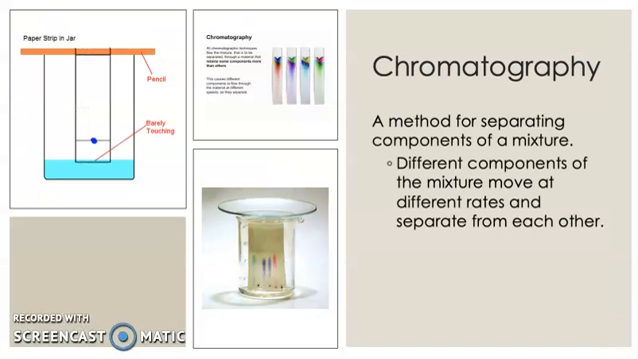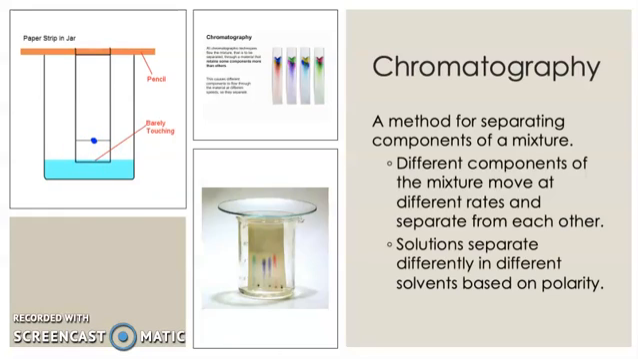The next thing is chromatography. This is really fun. Chromatography is a method for separating components of a mixture. Different components of the mixture move at different rates and they separate from each other. So that allows us to see the different things. A lot of times we use it to see colors, because colors are the easiest, most obvious thing to see. Different colors move based on their polarity. They'll move at different rates across whatever our substance here is. And when they move across that substance, we can see the different colors. They'll separate out because they all move at different rates depending on their polarity.